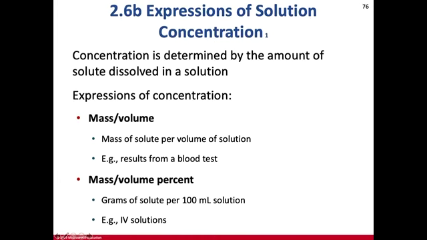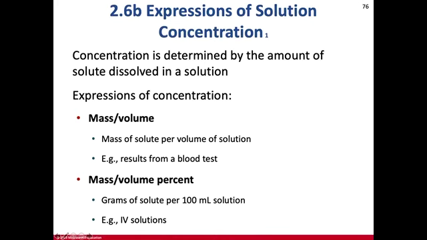Expressions of concentration include mass per unit volume and mass per volume percent. Mass per unit volume is generally expressed as grams per liter. Mass volume percent would be grams per 100 milliliters. Those are general expressions. Now, there's another expression of concentration, which is a mass percent, and that would be the amount of solid material in grams per 100 mL of solution.